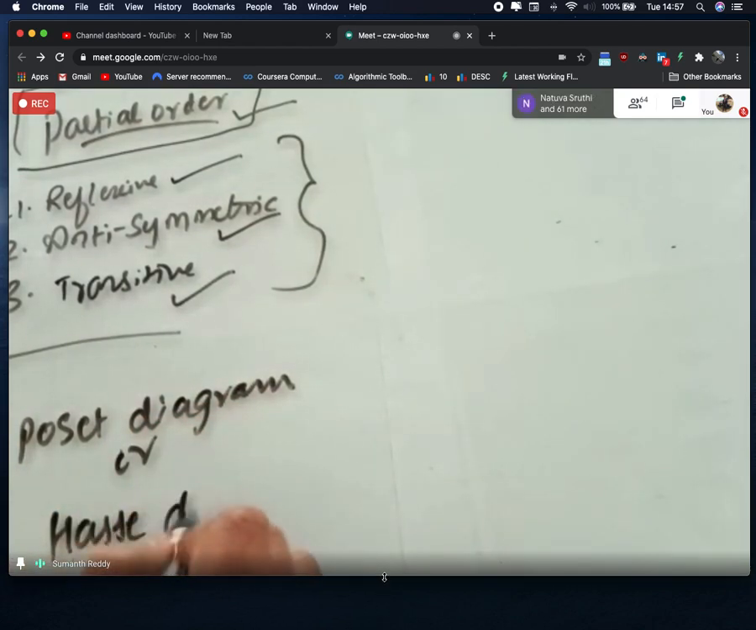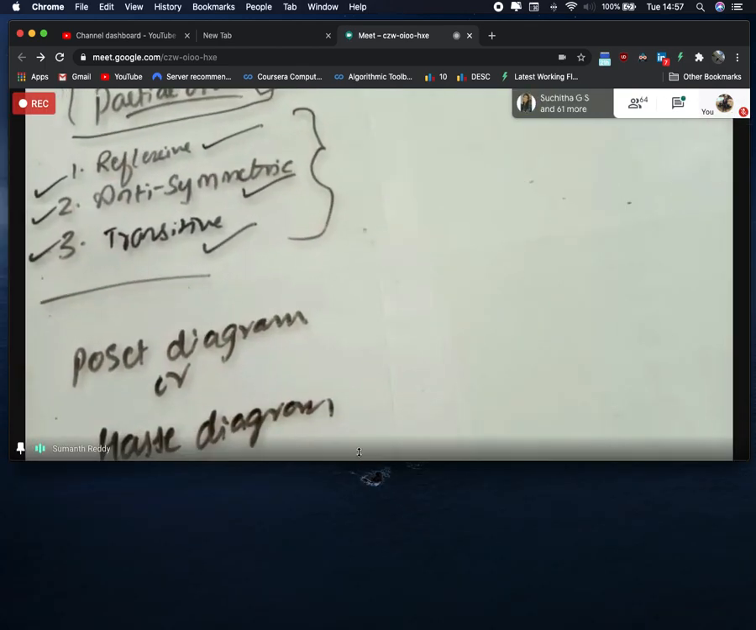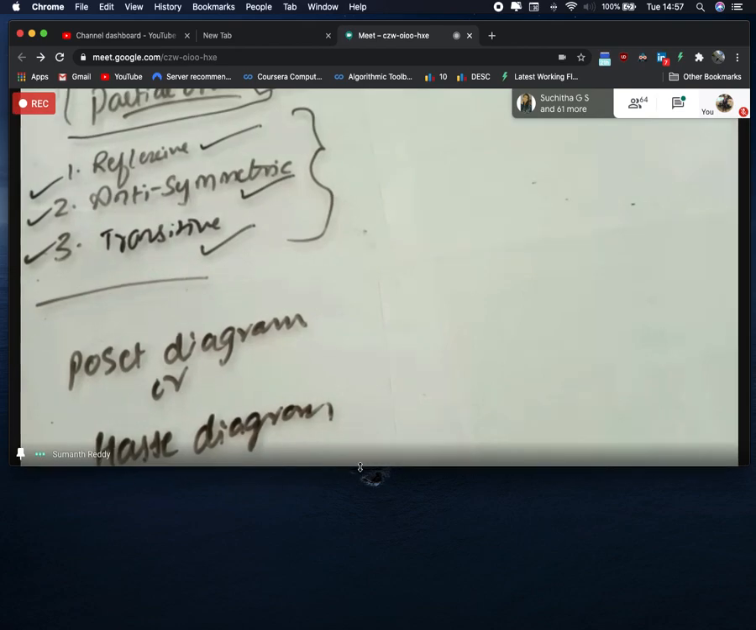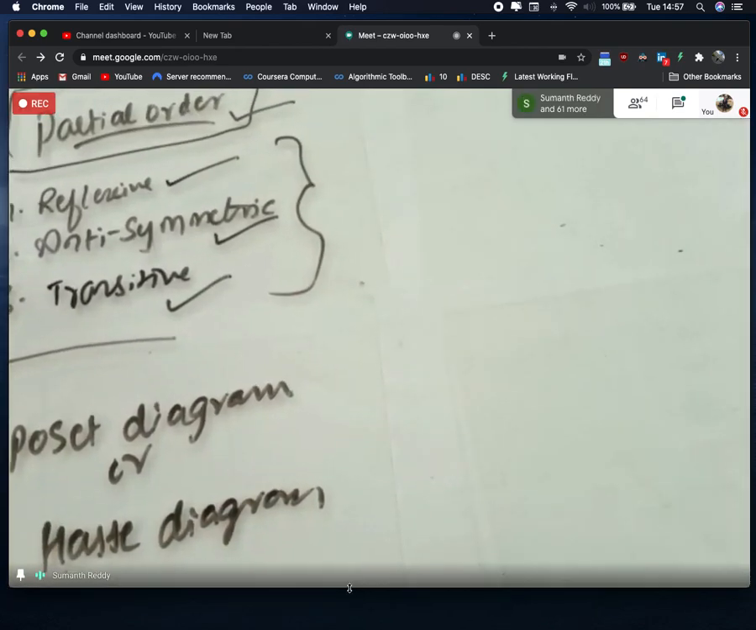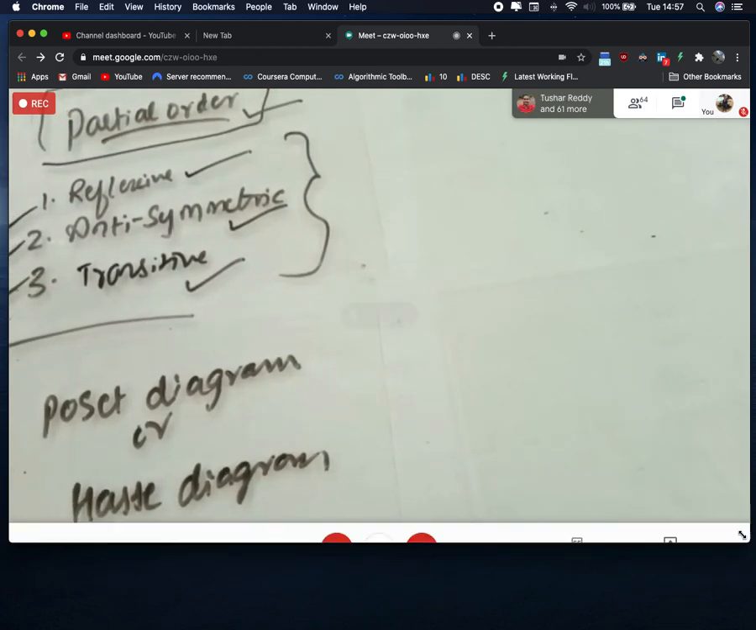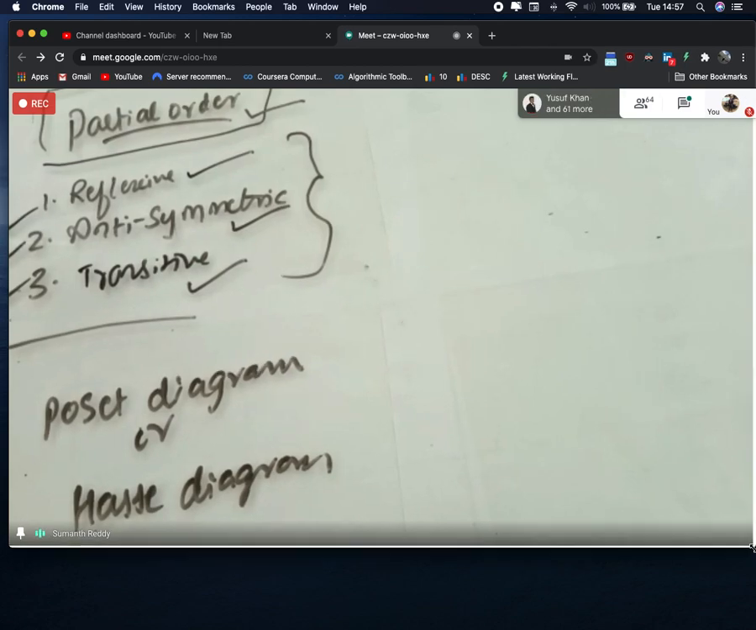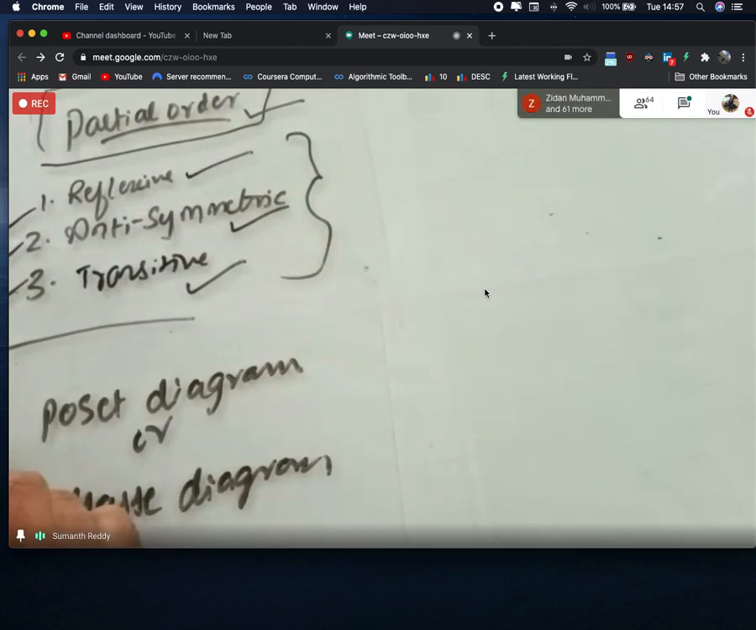So what is this Hasse diagram? Actually, in the equivalence class, we have seen the partition, right? What is the use of the partition? Partition is a simplified representation of a relation. And how do we find the partition? First of all, I need to find the equivalence classes, right? In a similar way, in partial order also, we can represent the relation in a simplified way. That simplified representation is said to be a Poset diagram or Hasse diagram. How to find that, I'll teach you.